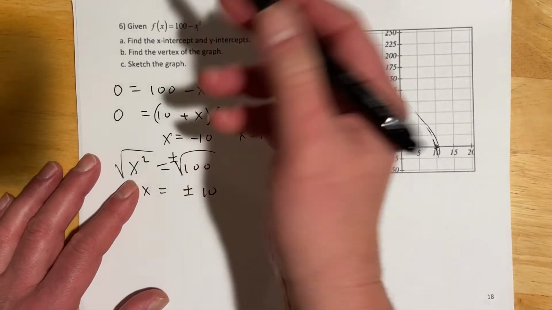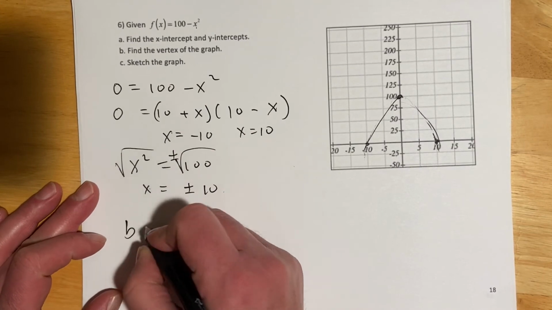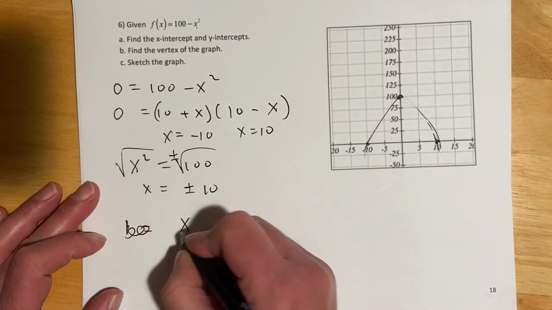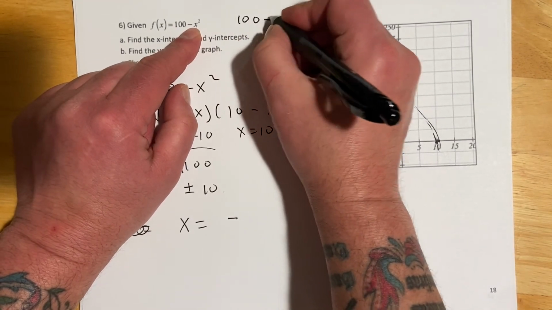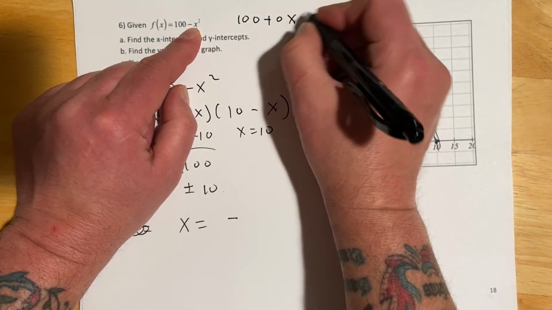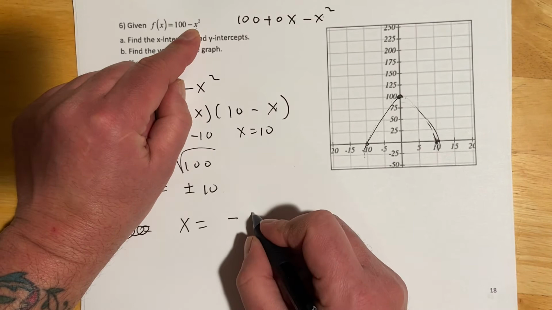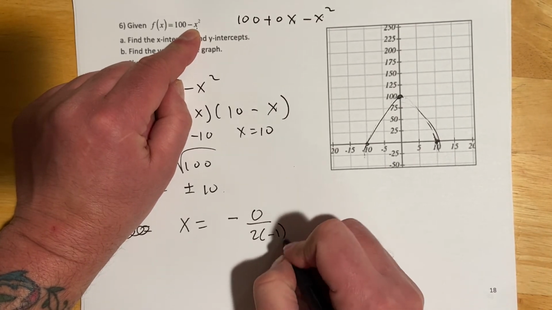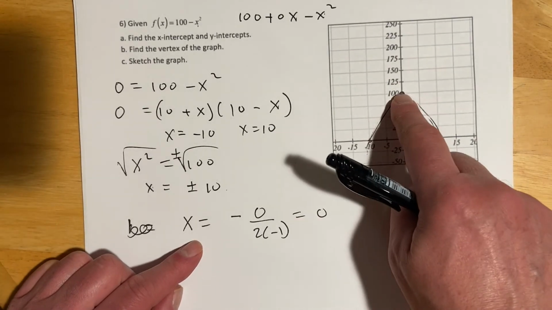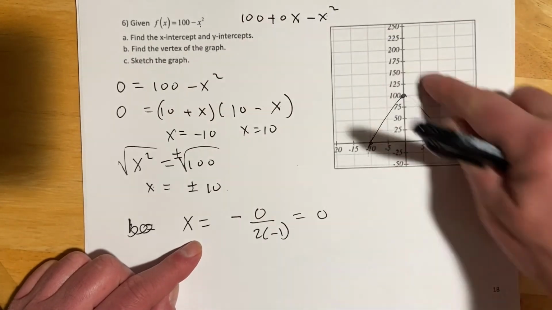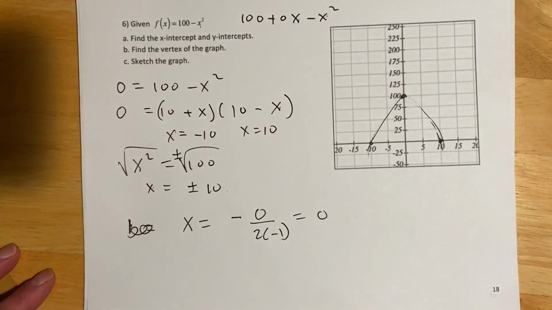Just to show that in terms of negative b over 2a, it would be x equals negative b, but in this case, there is no b term. So what that means is it's like plus 0x minus x squared. So that's 0 over 2 times negative 1. And there's that x equals 0 for the x coordinate of my vertex. Toss that back in, and then you're finding the 100 again.